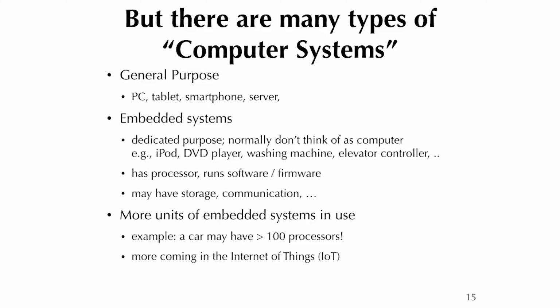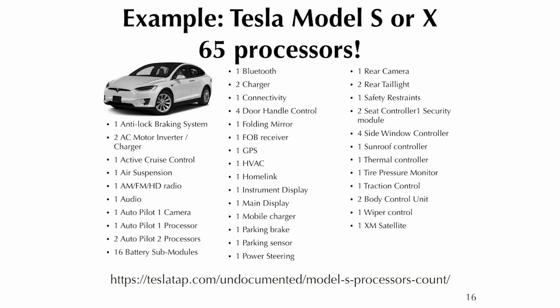And there are a lot more embedded processors than you might realize, and a lot of them in the form of Internet of Things. You may have heard of IoT. So a car, like a Tesla, has easily 65 processors controlling everything from your climate, your radio entertainment system, audio, autopilot cameras, anti-lock brakes, GPS, charger, two controlling the charger, right? Satellite radio, even wiper control, right? That's an embedded processor. Some of you might not think of these as very difficult, but some can be pretty sophisticated too.